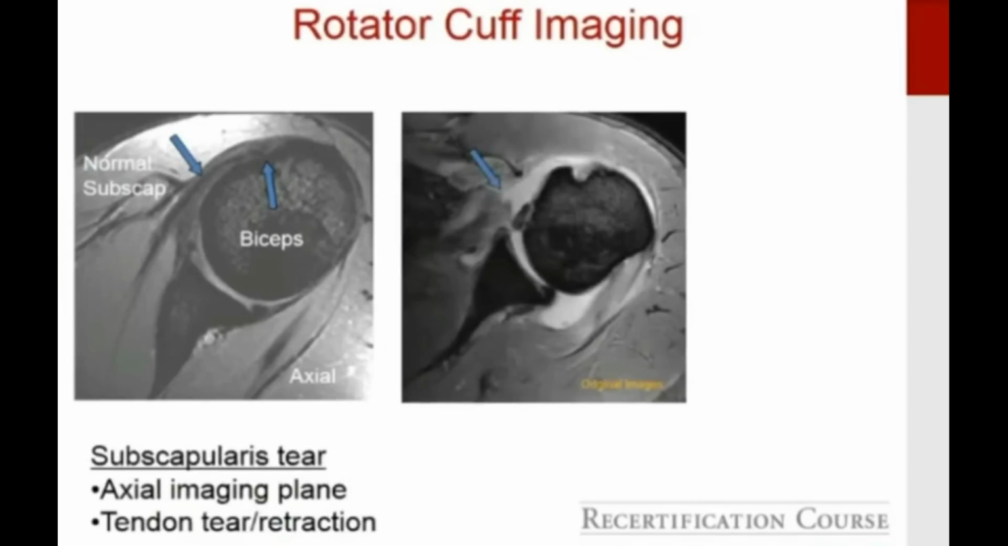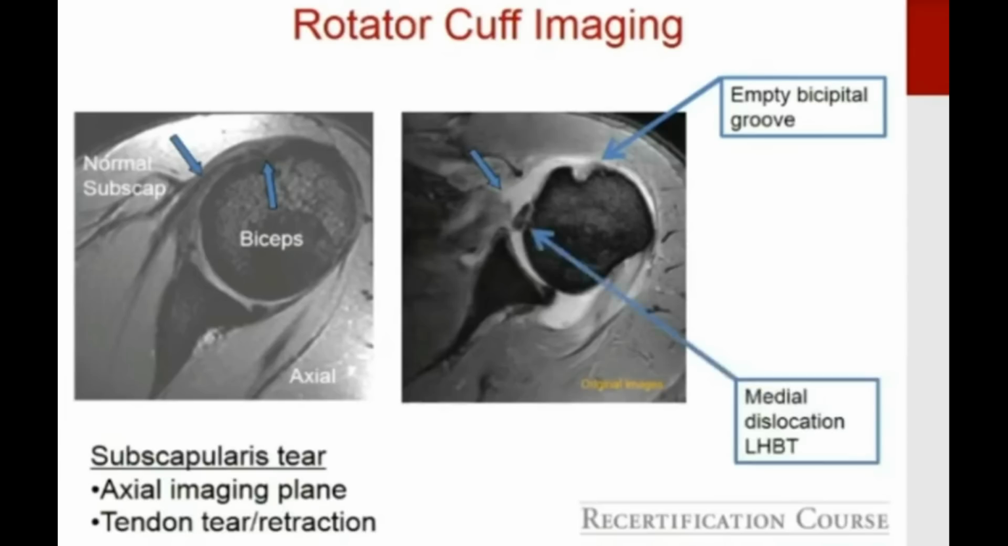With a tear of the subscapularis, you'll see a full thickness defect, retraction, and fluid signal in the expected location. If we look in the bicipital groove, we see that it's empty. There's no normal long head biceps tendon within the bicipital groove. And when we look into the joint space, we see that there's medial dislocation of the long head biceps tendon associated with disruption of the subscapularis tendon, the bicipital sling, and the transverse humeral ligament. So this is a common complex that we see most often depicted in the axial imaging plane.